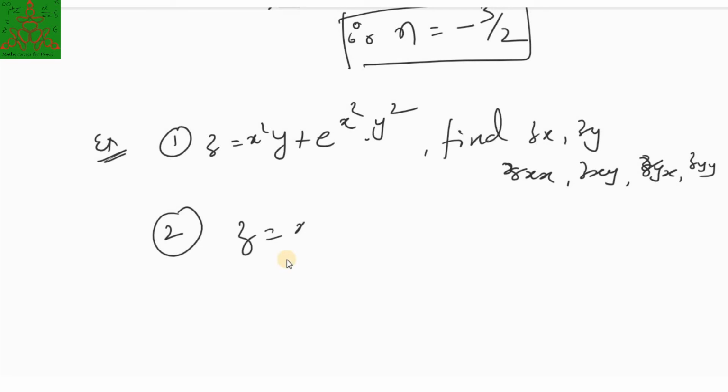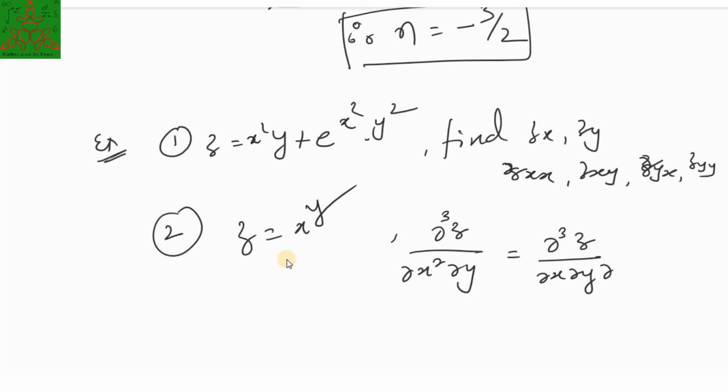The second quantity, if z is equal to x raised to y is given, then show that del cube z by del x square del y equals del cube z by del x del y del x. With these two examples, and there are many examples I have given you as an exercise in my lecture notes, so please try them. If you practice these examples, you will get more clarity in the idea.